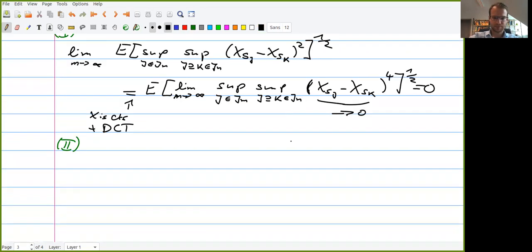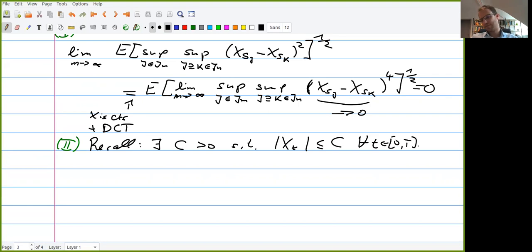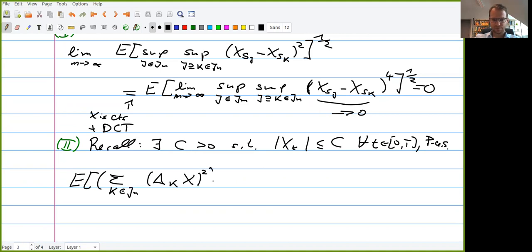For the second term, recall there exists a C such that, for all t and P almost surely. All right, cool. So let's start calculating this. That's the second term we want to calculate. Well, let's calculate this out.